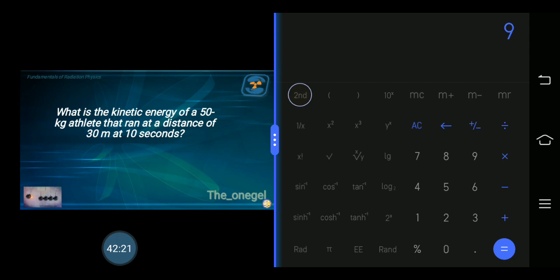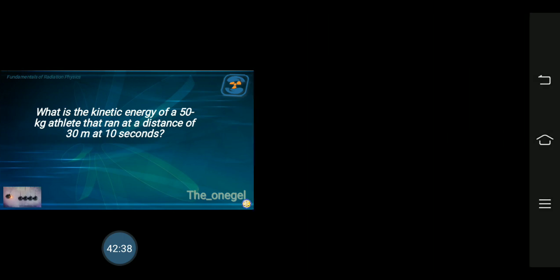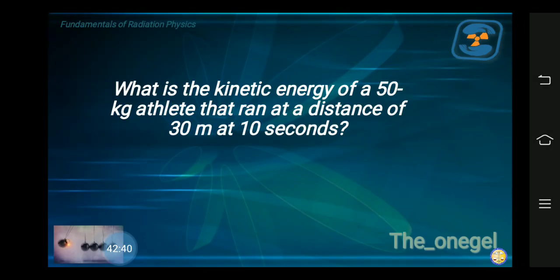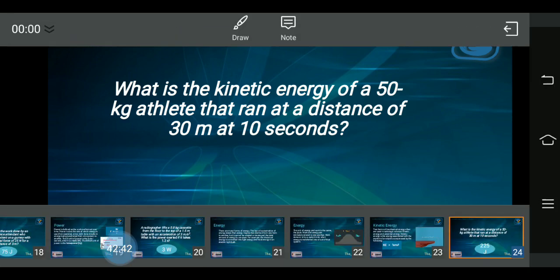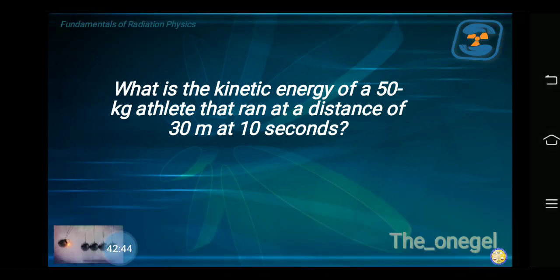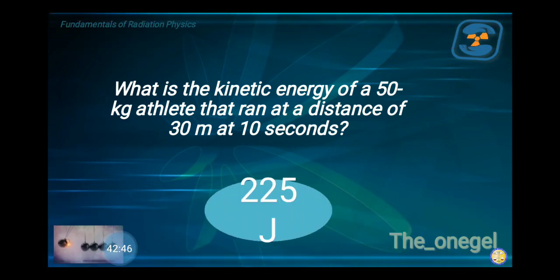So, we have to find 1/2 of our mass. Don't use the calculator. 50 divided by 2, that's 25. So, 25 multiplied by 9 will give you our kinetic energy for this problem, which is 225. What is our unit? Very good. 225 joules. Let's give a round of applause for the BSRT2 students.